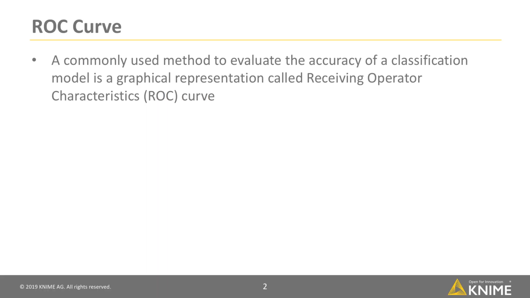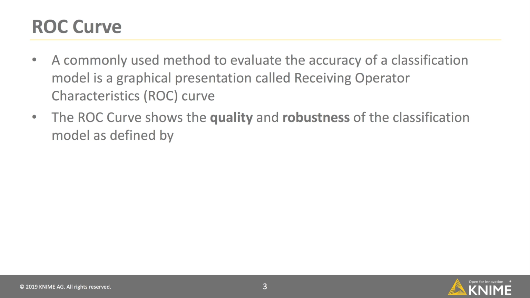A commonly used method to evaluate the accuracy of a classification model is a graphical representation called Receiver Operating Characteristic Curve, for short ROC curve. The ROC curve shows the quality and robustness of the classification model as defined by the false positive rate and true positive rate, or in other words, sensitivity and 1 minus specificity.